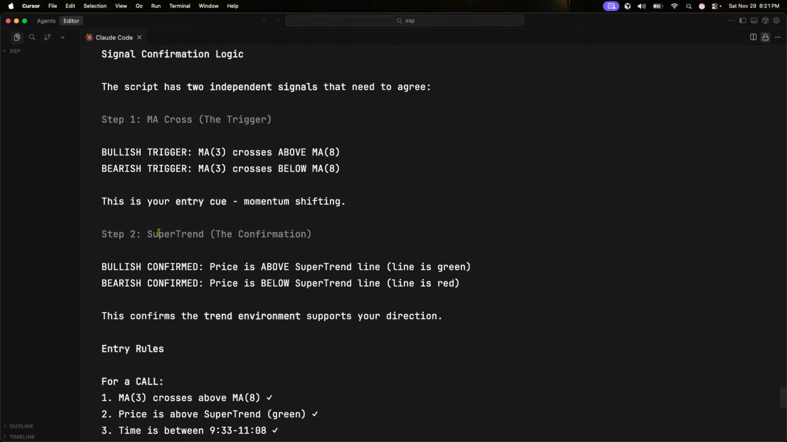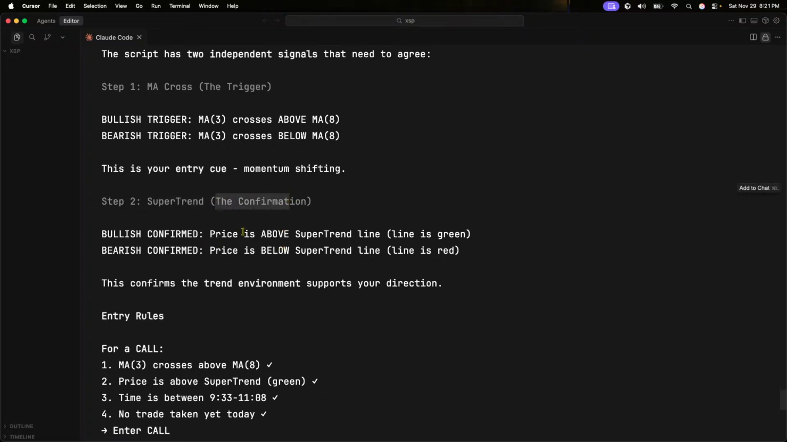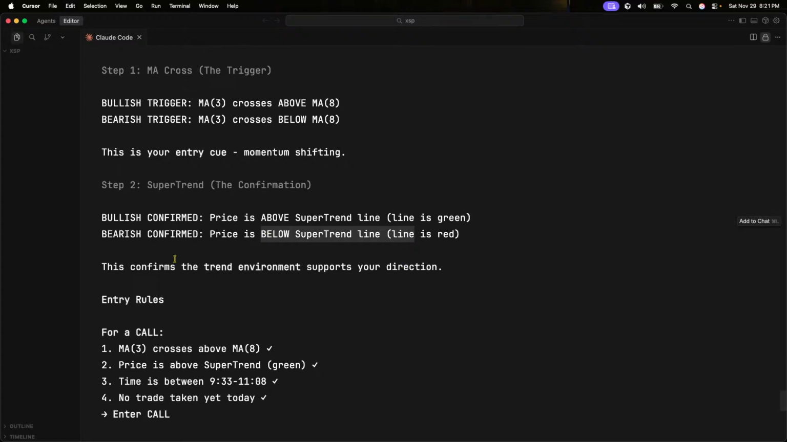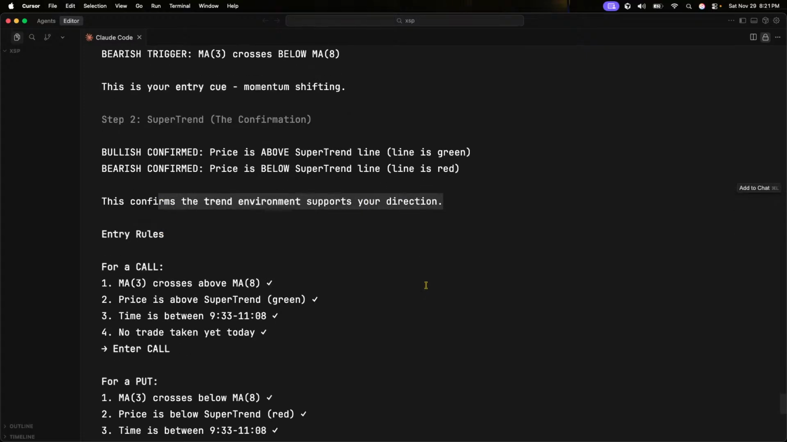Step 2 is the trend. This is the confirmation. For bullish confirmation, the price is above the super trend line and it is green. For bearish, the price is below the super trend line and it is red. This confirms the trend environment and supports your direction.